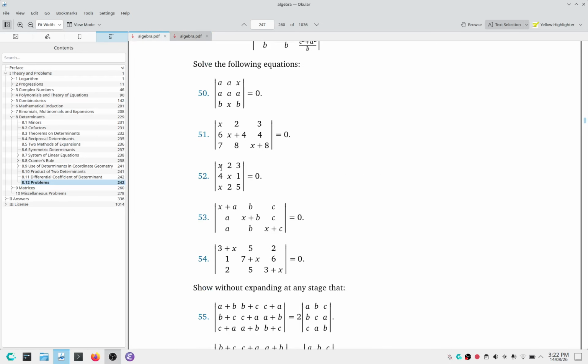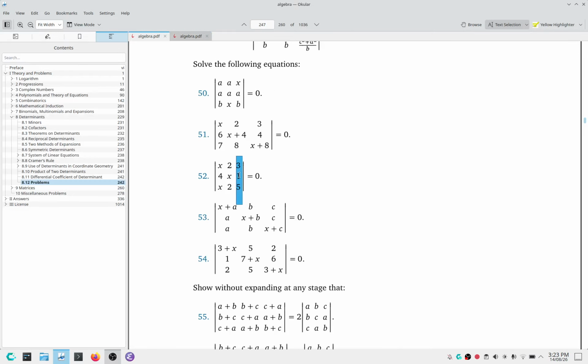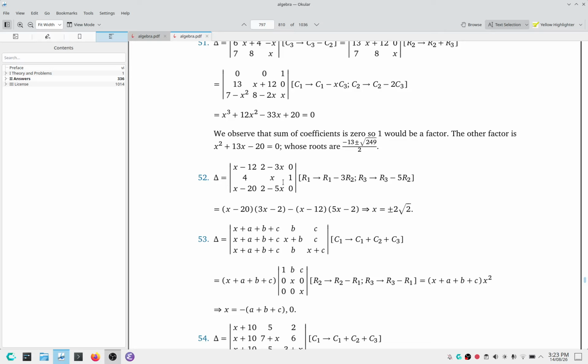Question 52 is the determinant |x 2 3; 4x 1 x; 2 5| equal to 0. So what we do here is R1 is equal to R1 minus 3R2 and R3 is equal to R3 minus 5R2. You see this one here, we use this one to make this 3 and 5 zero. So we have this determinant. After that, we expand along the third column, middle element. We get x minus 20 times 3x minus 2 minus x minus 12 times 5x minus 2, which gives us x is equal to plus minus 2 square root of 2.